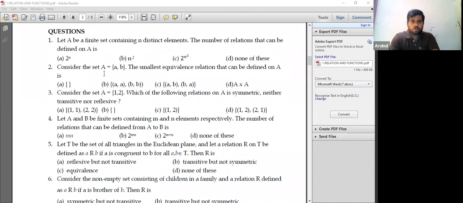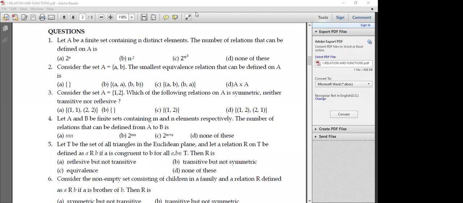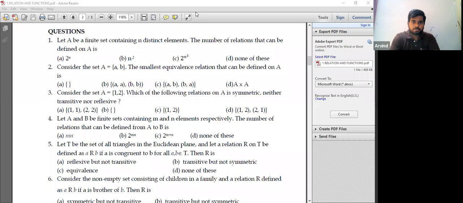Okay. Let's go to the next one. Consider the set A containing elements a and b. The smallest equivalence relation. What should an equivalence relation be? Reflexive, symmetric and transitive. Okay? What you should always do is find the wrong options.